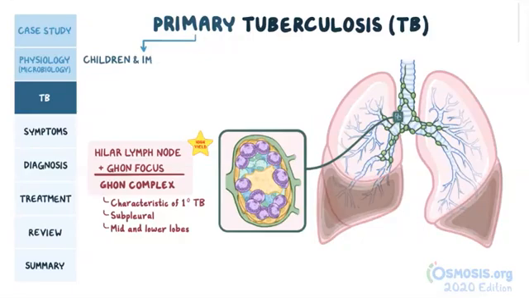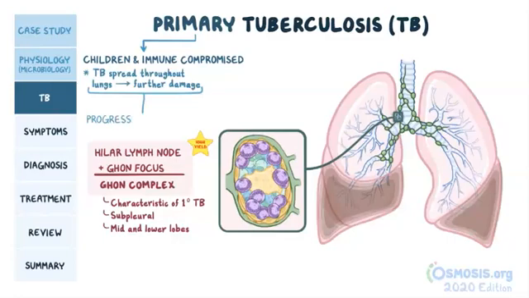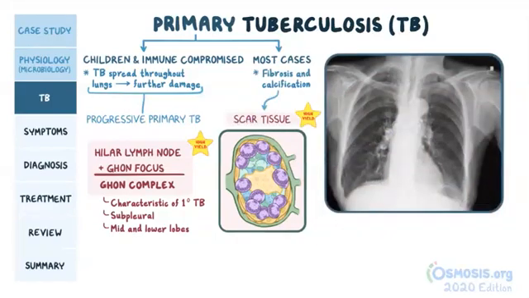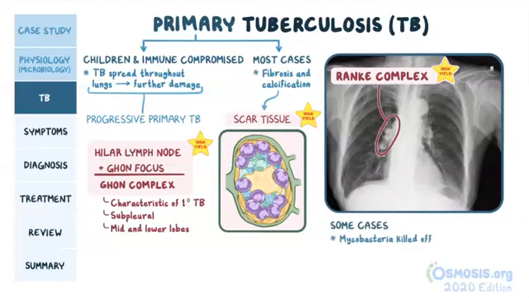In children and immune-compromised individuals, primary tuberculosis cannot be contained by granulomas, so they spread throughout the lungs, causing further damage. This is called progressive primary tuberculosis. In most cases, however, the tissue that's encapsulated by the granuloma undergoes fibrosis, and often calcification, producing scar tissue that can be seen on an X-ray. A calcified Ghon complex is called a Ranke complex. In some cases, the mycobacteria are killed off by the immune system and the complex heals, leaving just a small scar behind, and that's the end of that.